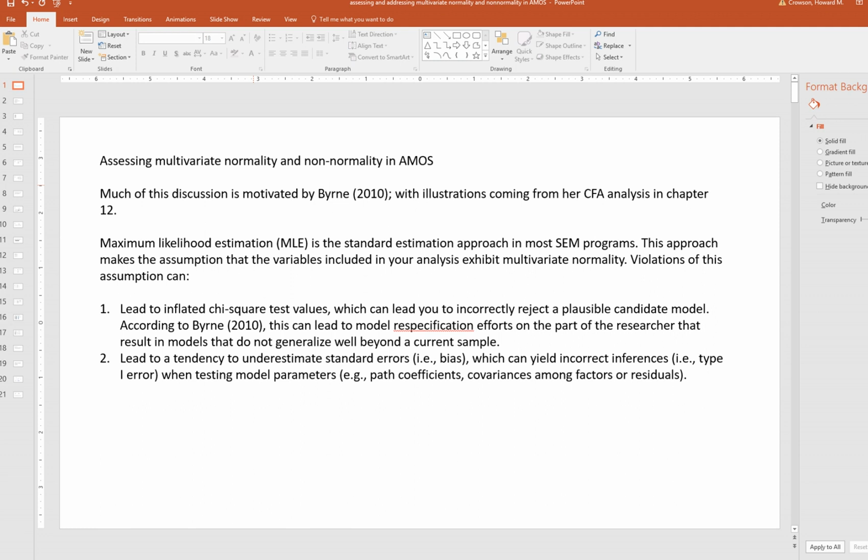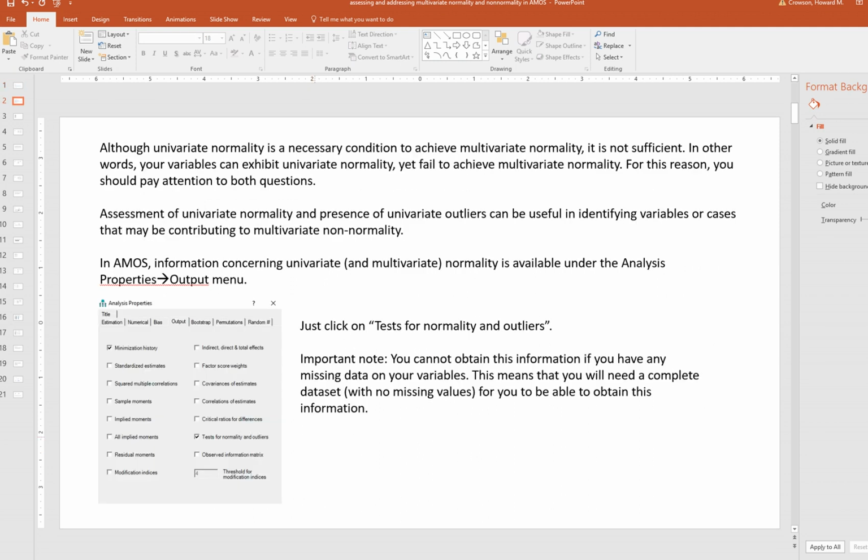Secondly, it can lead to a tendency to underestimate standard errors, and that can yield incorrect inferences. Basically you end up making a type 1 error when it comes to model parameters. So although univariate normality is a necessary condition to achieve multivariate normality, it's not sufficient. In other words, your variables can exhibit univariate normality yet fail to achieve multivariate normality. For this reason, you really should pay attention to both of these issues.